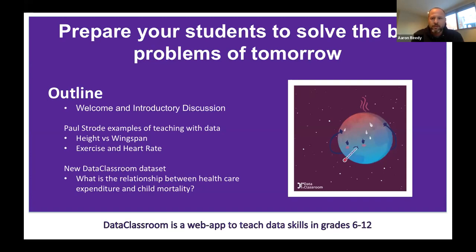And then I want to show you a new data set for DataClassroom that is not in the Ready to Teach library yet, but it will be soon, and it's on the relationship between healthcare expenditure and child mortality. It is the last data set from this Big Problems webinar series that we've been doing, encouraging people to work with real world issues when they're working with data. We've talked about vaccines in the past, we've talked about extinction events, we've talked about global warming, and this data set touches on global poverty and global healthcare, and so we'll end by showing that. So with that, I think I'm going to turn it over to Paul, and you're going to start with the height and the wingspan data set?